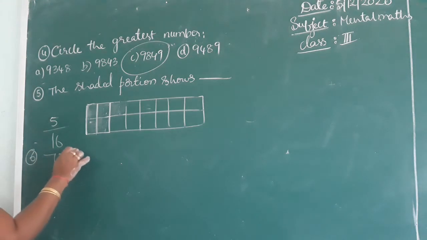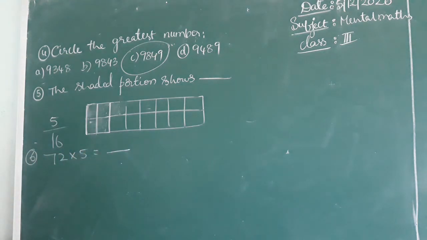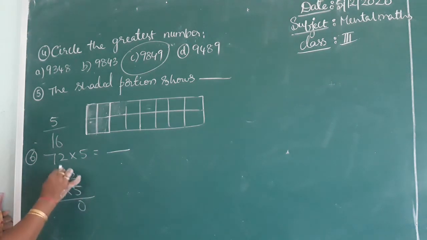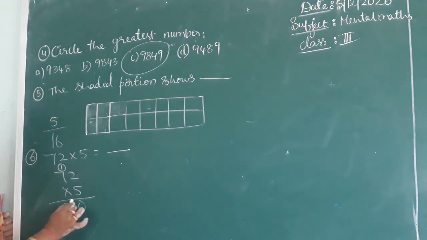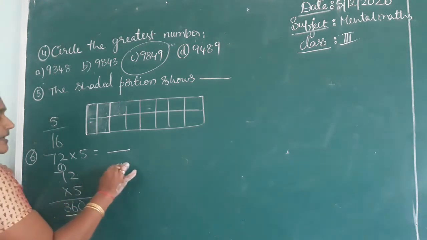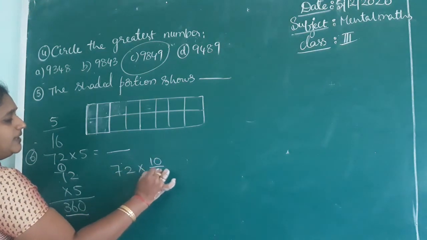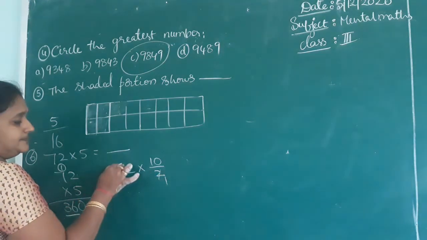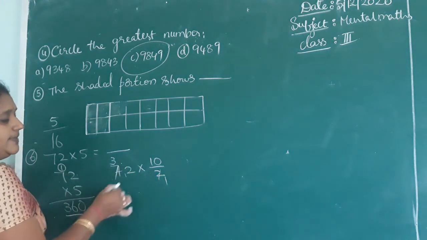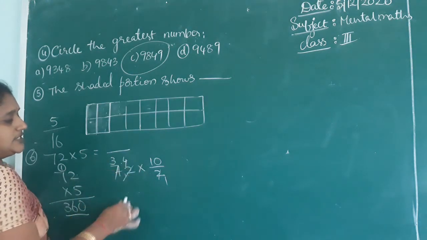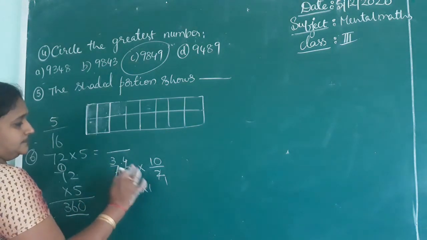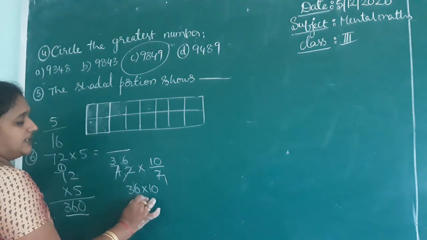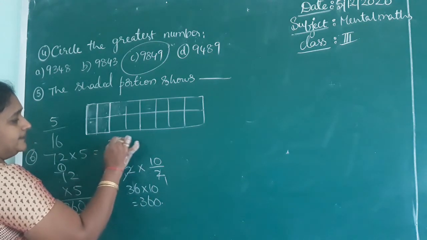Next one, 72 into 5. Instead of multiplying directly, we can write 5 as 10 by 2. 72 divided by 2: 2 3s is 6, remainder 1 will be 12, 2 6s 12. So 36 into 10, nothing but 360 is the right answer.